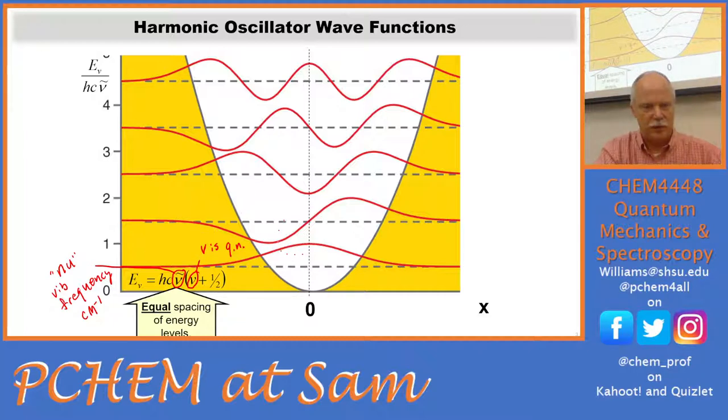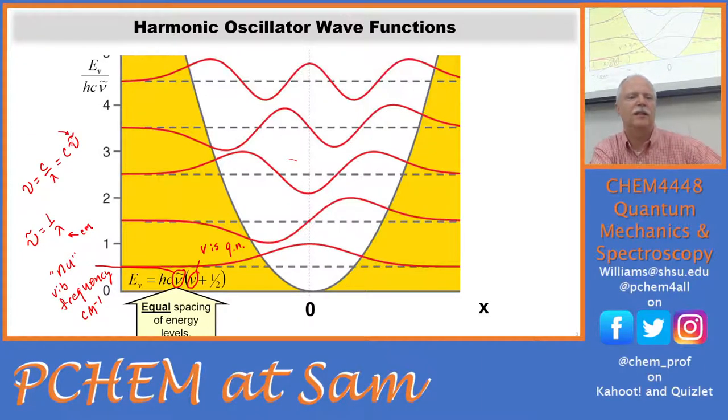So when wavelength is in centimeters, you invert that and you get wave numbers. Okay, it is proportional to frequency. Do you see that little tilde we're putting on top? That tilde indicates that that's the frequency in wave numbers.